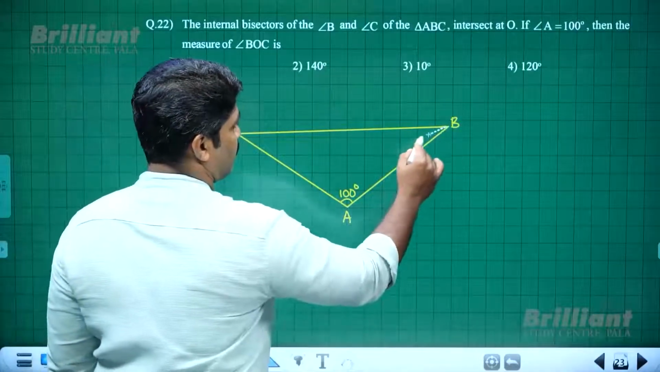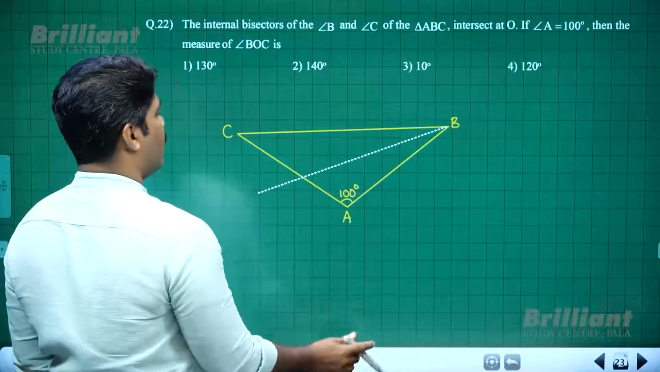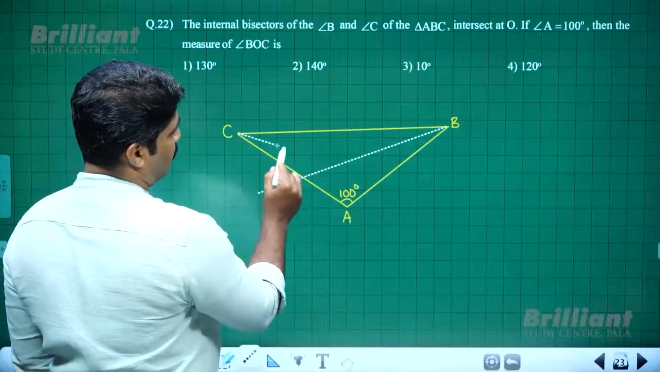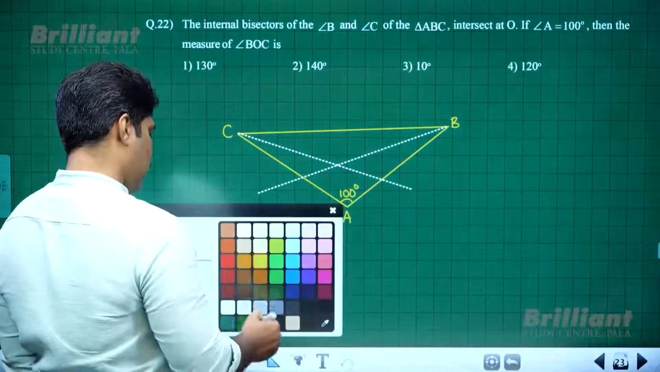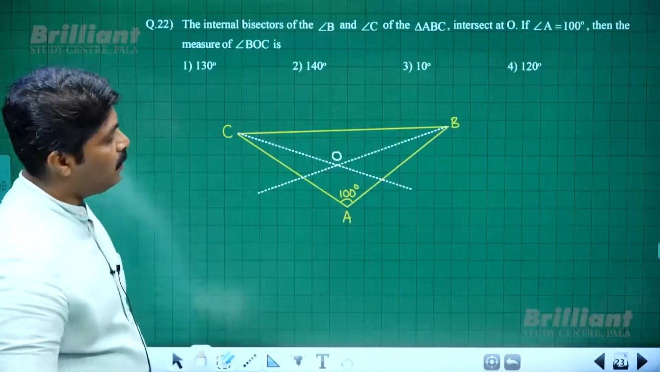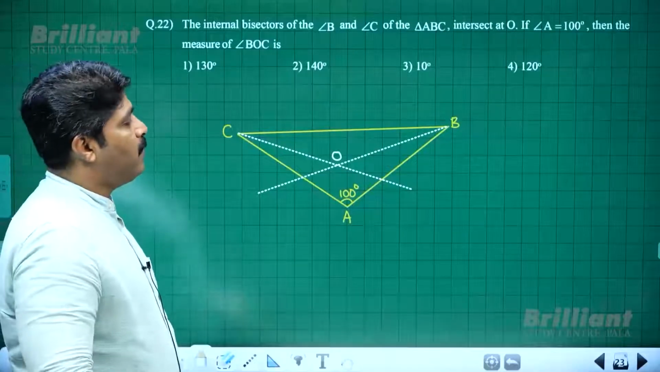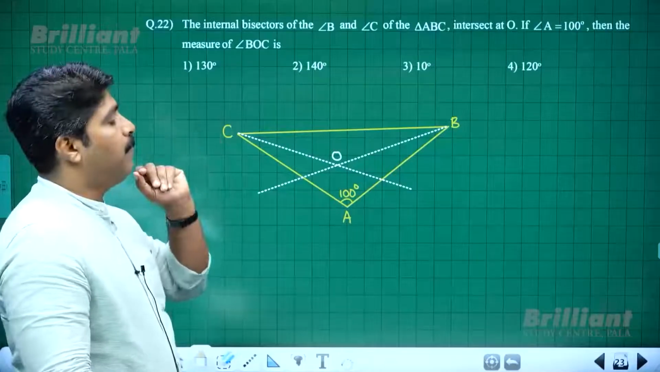So we can draw the internal bisectors like this. Got it? And the internal bisector of this angle, we can draw like this. So they meet at O. So this angle is 100 degree. Then what is this angle at O?